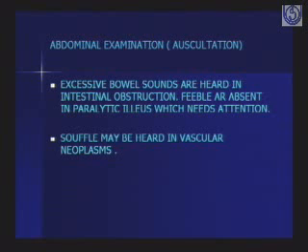Now auscultation also carries a lot of importance. By practice one should know what are the normal bowel sounds. Around 2 to 3 bowel sounds in a minute are normal. Excessive bowel sounds are heard in an intestinal obstruction. We may have absolutely feeble or absent bowel sounds in a paralytic ileus, which needs urgent attention.